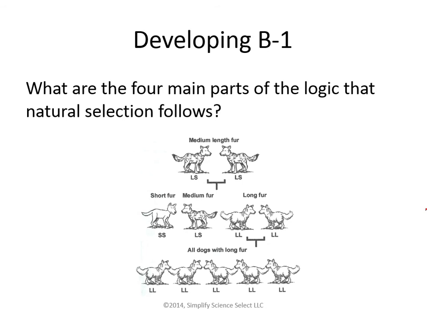Developing question: what are the four main parts of the logic that natural selection follows? So that was variation, adaptation, overproduction, descent with modification.